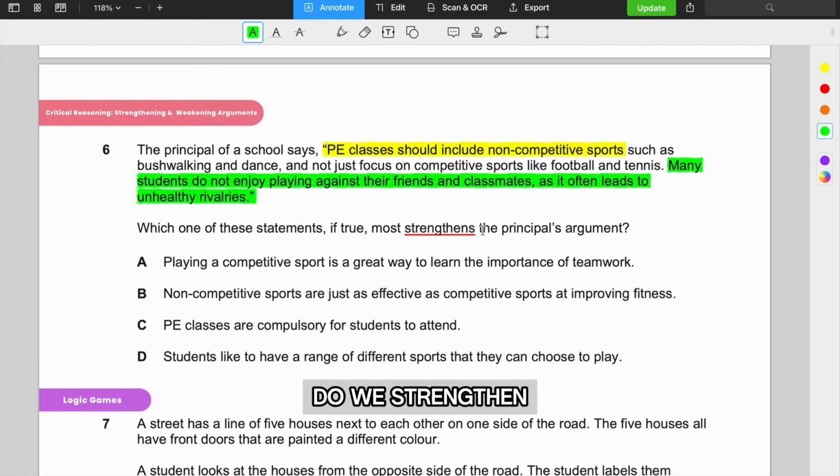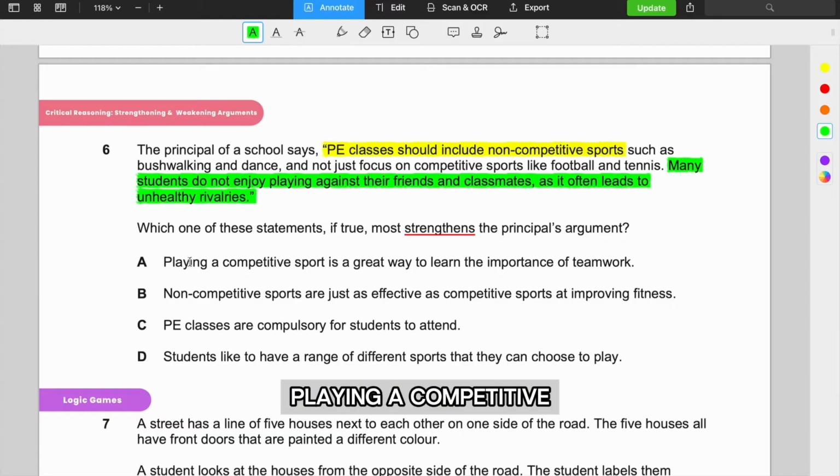Okay, so how do we strengthen the principal's argument that we should also integrate non-competitive sports such as bushwalking and dancing, and some other ones I can think of include maybe hiking or yoga into the PE curriculum? So let's go through the options.